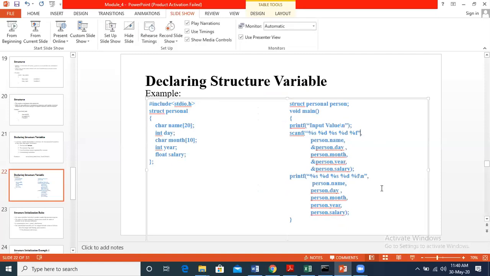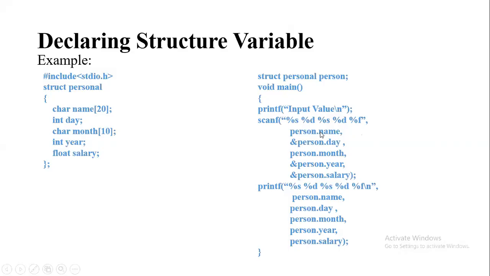Clear? So is the syntax clear for accessing the structure members? Person dot name, person dot day, person dot month, person dot year, person dot salary. Person is the name of the structure variable. All these are members of the structure. To access members of the structure, we will use a dot operator.